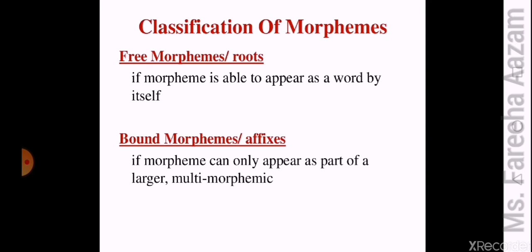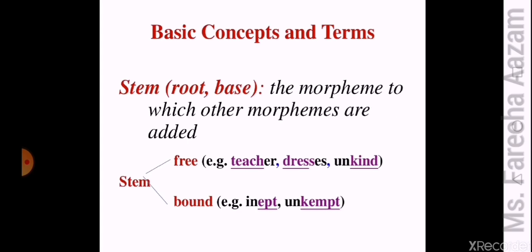Now I'm going to explain the free morphemes or root words. If a morpheme is able to appear as a word by itself, it is called a free morpheme, while on the other hand, the bound morphemes or affixes can only appear as part of a larger multi-morphemic word.